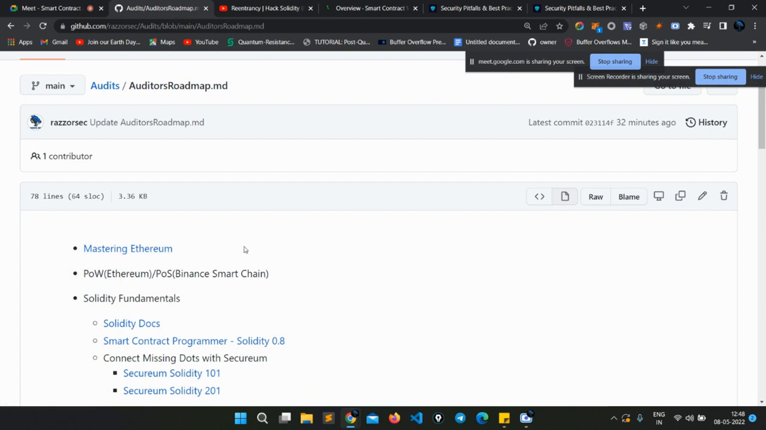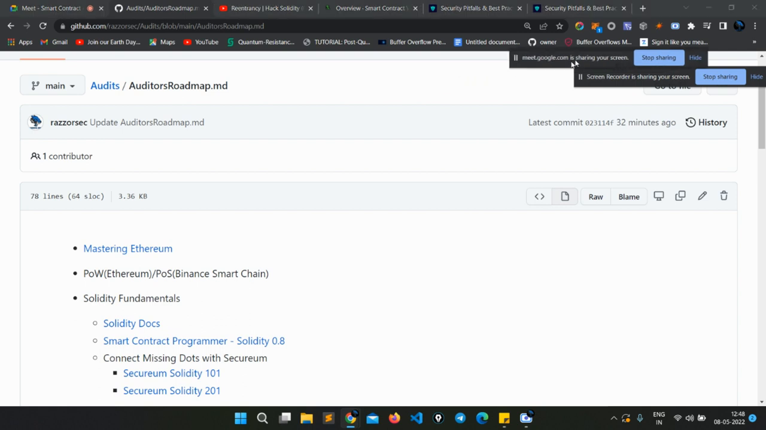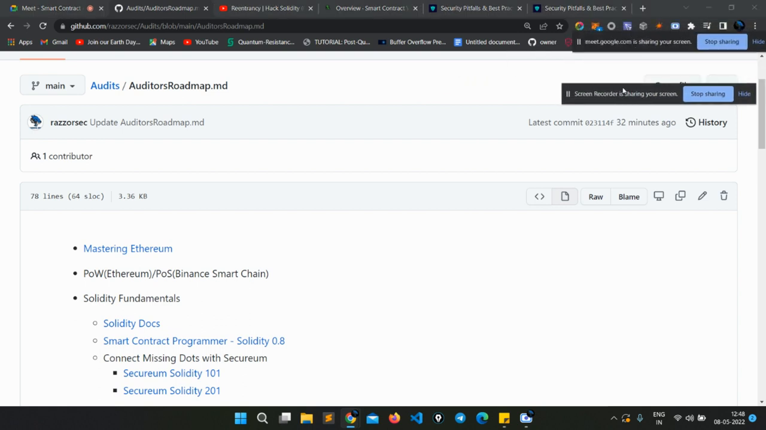So just a quick summarization: you're supposed to start with Mastering Ethereum, where you will cover all the internal details of Ethereum itself, because Ethereum is the giant right now, and the highest number of protocols and projects are deployed onto Ethereum. So Ethereum is a must to learn. And with that knowledge, we will have all the EVM based information to cover all the similar chains as well, so you can carry this knowledge forward to other chains.